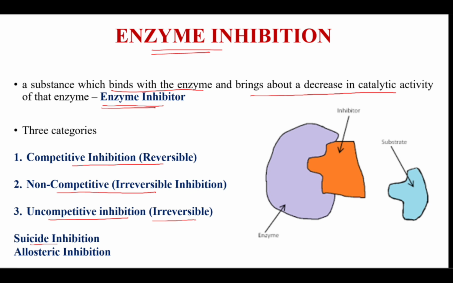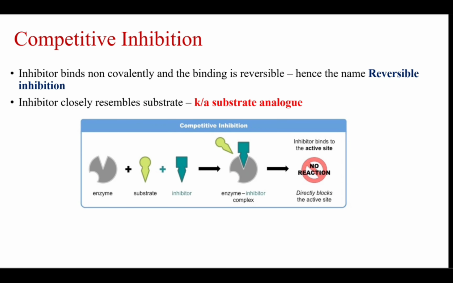And in addition, we also have suicide inhibition and allosteric inhibition. So any substance which is binding with the enzyme and decreasing its catalytic activity is called an enzyme inhibitor. First is competitive inhibition. So the inhibitor binds non-covalently and the binding is reversible. Hence the name reversible inhibition.